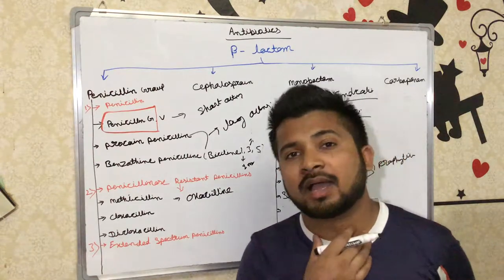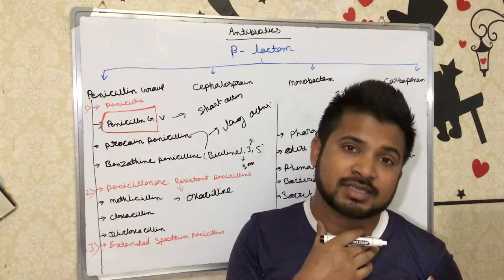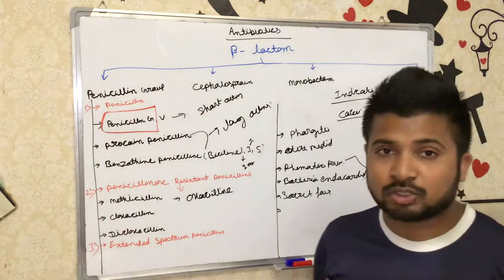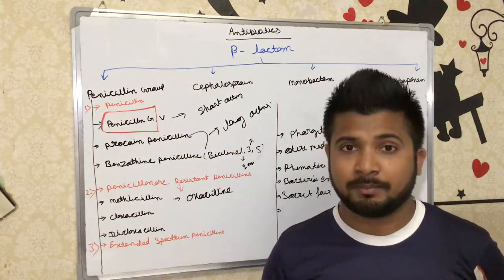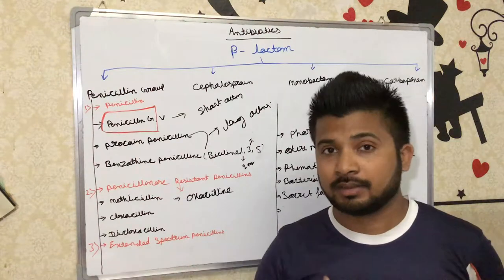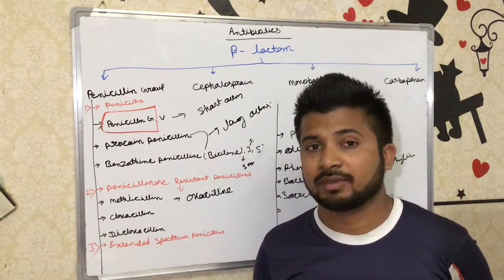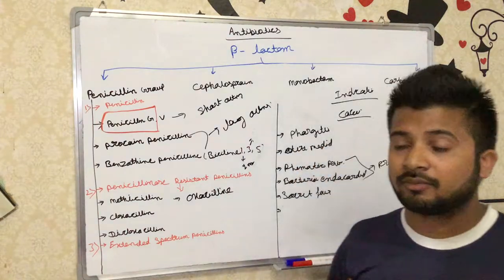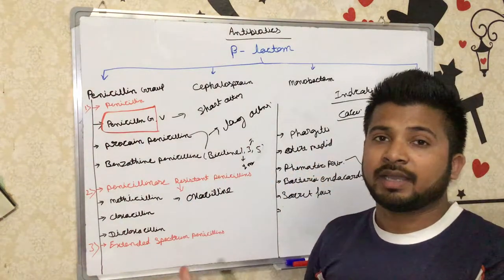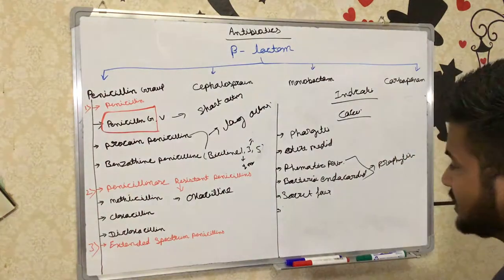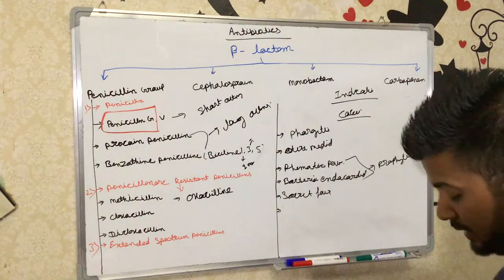For example, if I suffer from pharyngitis, I should take prophylactic penicillin. Maybe out of three persons, I can also suffer from rheumatic fever. That's the prophylactic use. To further save from any diseases, use penicillin. And scarlet fever, the same thing. These are the cocci.